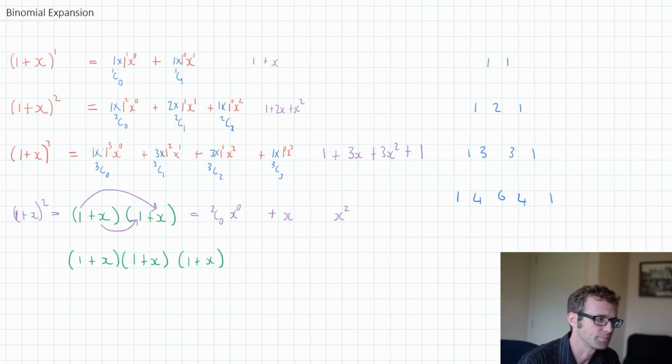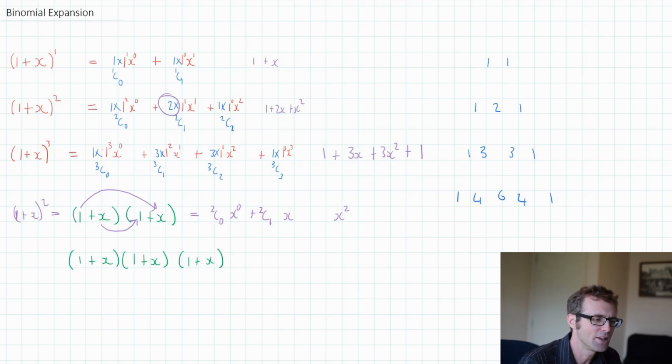So what we're doing here is, there are two x's, and we're choosing one of them. We can choose it from either bracket, so there are two combinations. That's why we get this answer of 2 here.